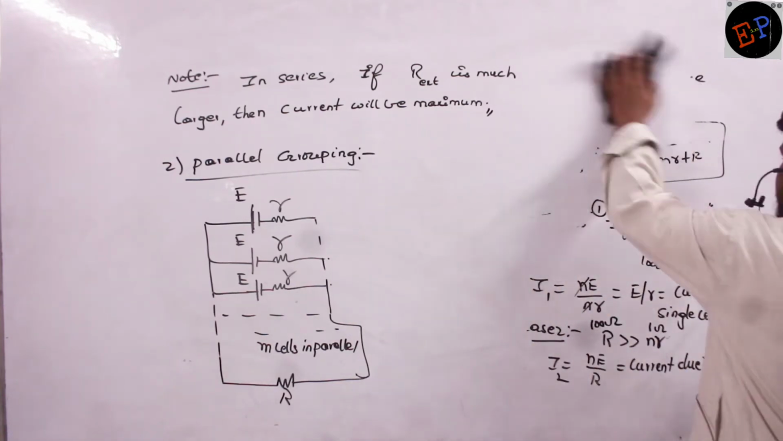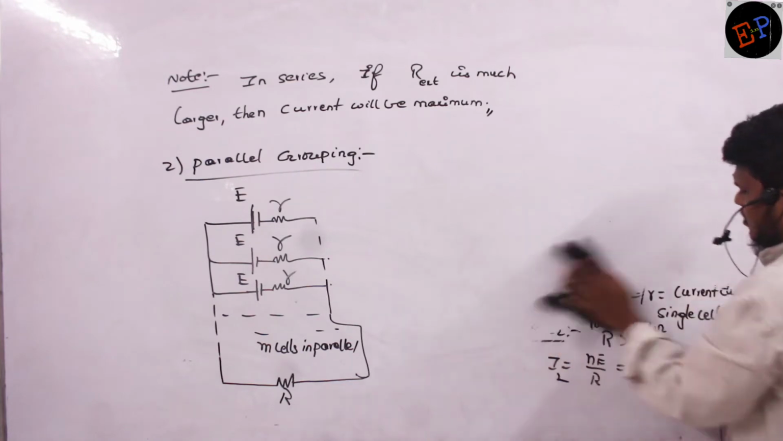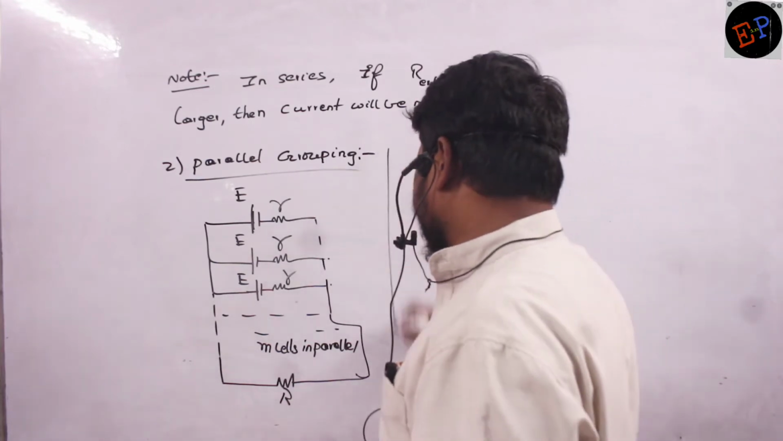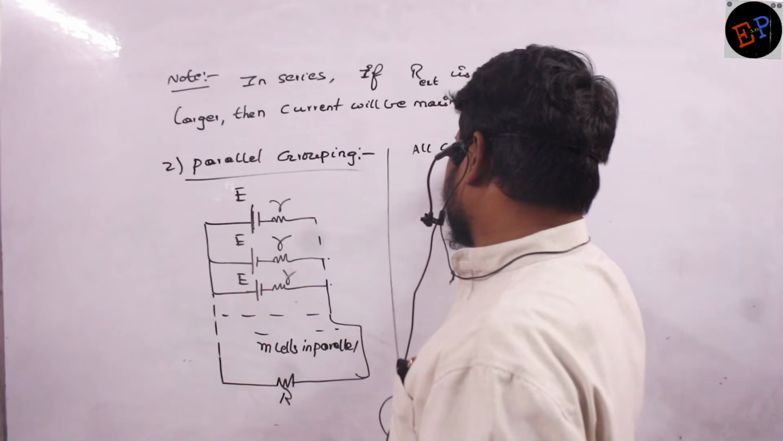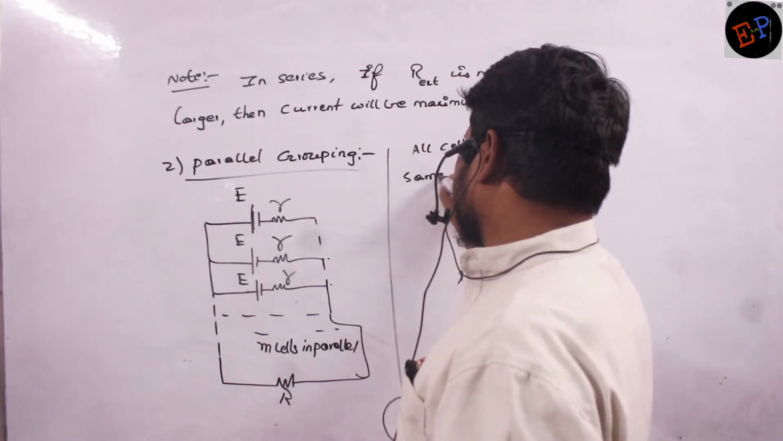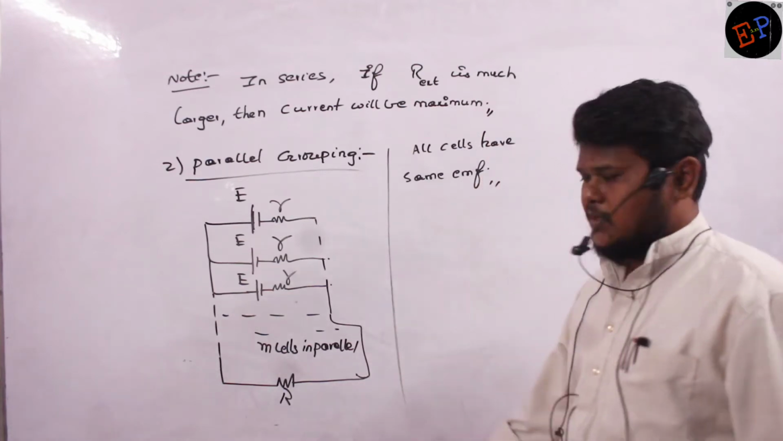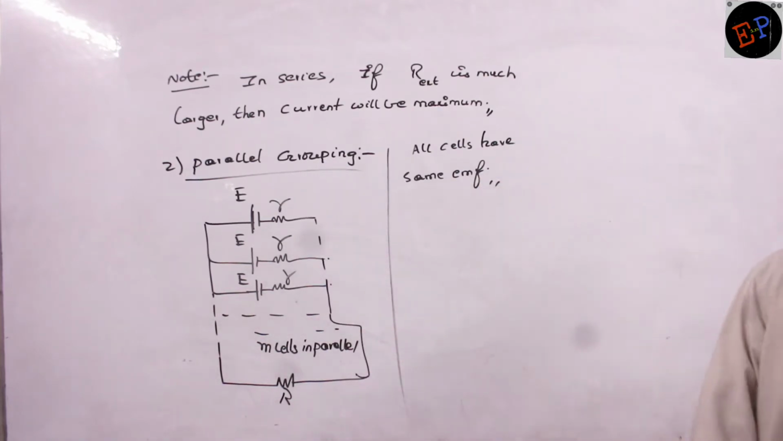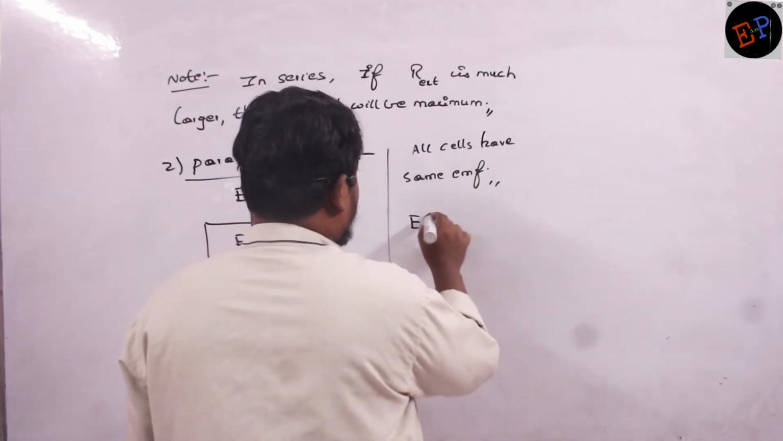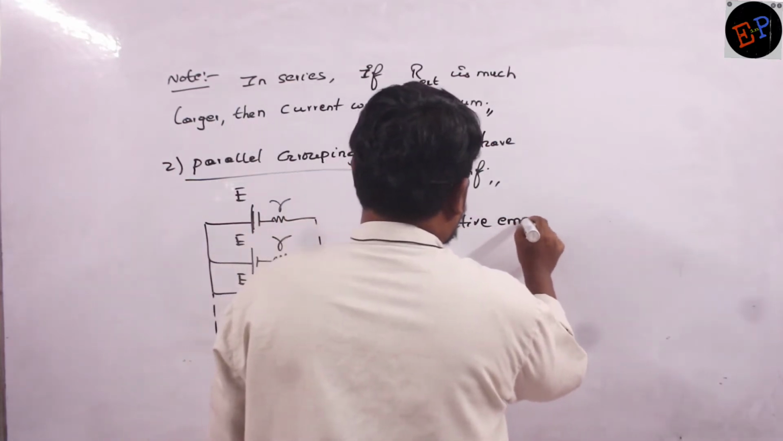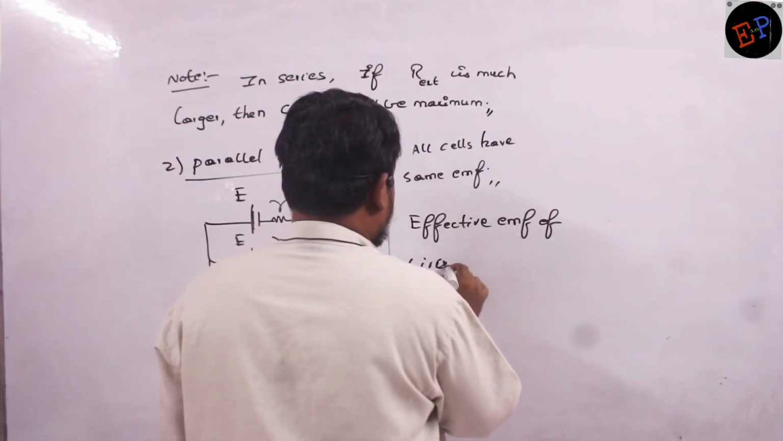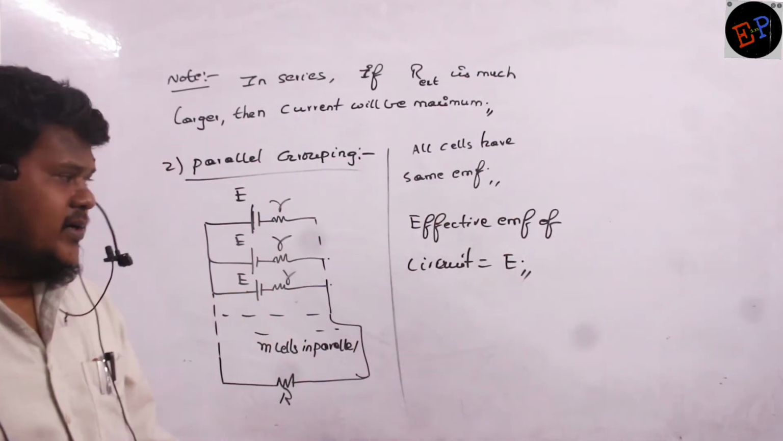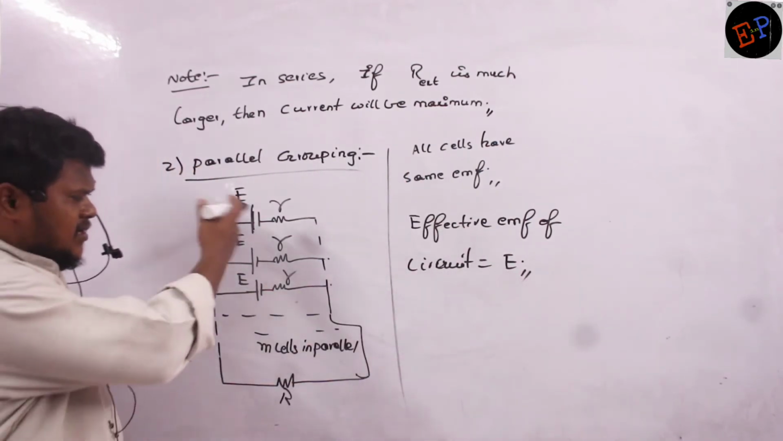Now in this condition, what is the total resistance of the circuit? All cells have the same EMF and the same internal resistance, and all of them are connected to the external resistance capital R. First of all, we will calculate the effective EMF. Effective EMF of the circuit is E only. In series connection we have taken N into E, but here it is just equal to E only. Why? Because they are connected in parallel.